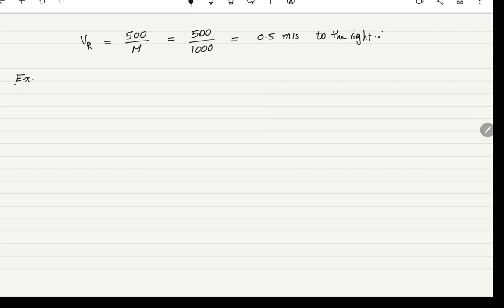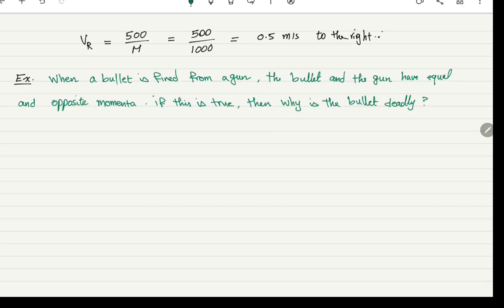Example: when a bullet is fired from a gun, the bullet and the gun have equal and opposite momentum. So if this statement is true, then why is the bullet deadly? To answer this one, just remember that the kinetic energy of the bullet is much larger than the kinetic energy of the gun.